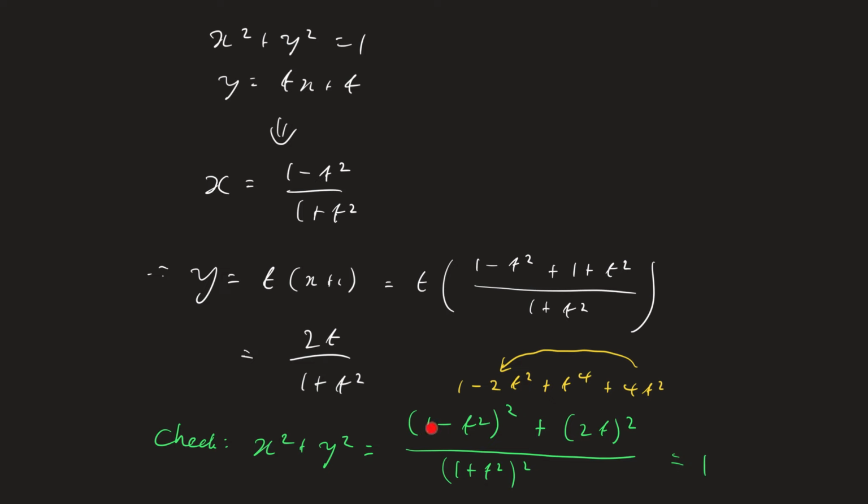We've got the expression at the top here is going to be 1 minus 2t squared plus 4t to the fourth plus 4t squared. The 4t squared here changes the negative 2t squared into a positive 2t squared. That then makes this equal to (1 plus t squared) all squared. So it cancels with the denominator. We get 1 as required.